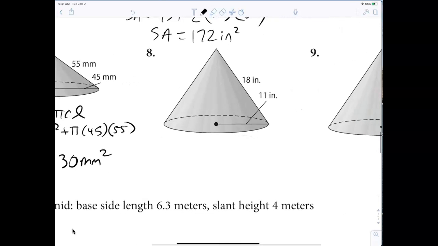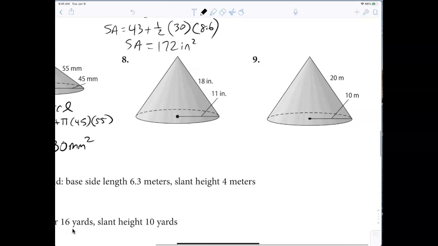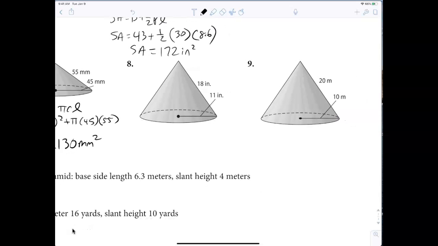So here we go. Everybody now, I'm going to put the video on pause, and I want everybody to get the answers to 8 and 9. Put the video on pause for just a minute. You can tell me the answers to 8 and 9.